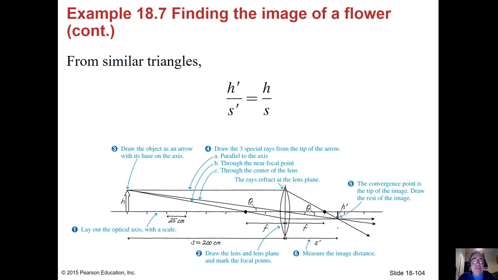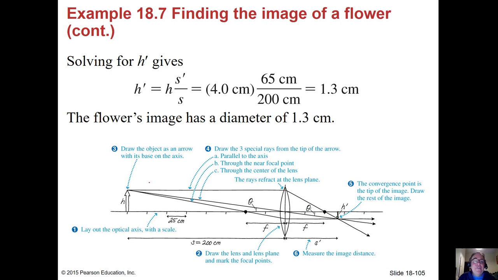So we can do a little bit with similar triangles here. This is the similar triangle that we're talking about. This one, and then also this one. Okay, so they have a common angle in those two. My drawing's not the best, but I think you can see it. So H prime over S prime is equal to H, that's this, over S. Okay, so then you can come up with H prime.